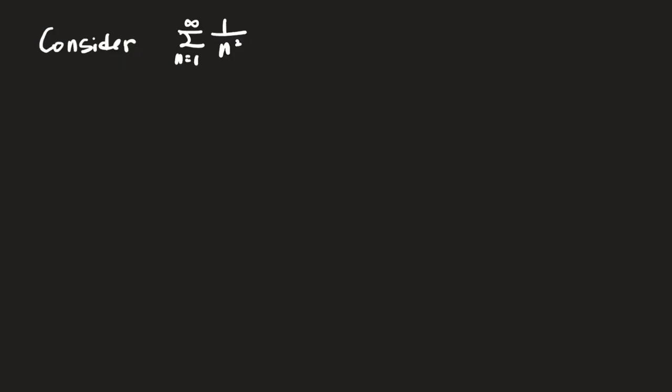First, let's consider this infinite series. How do we know if this series is going to be convergent or divergent? First, we're going to expand this series. So this one is n equals 1: 1 over 1 squared, which is 1, plus 1 over 2 squared, 1 over 3 squared, 1 over 4 squared.